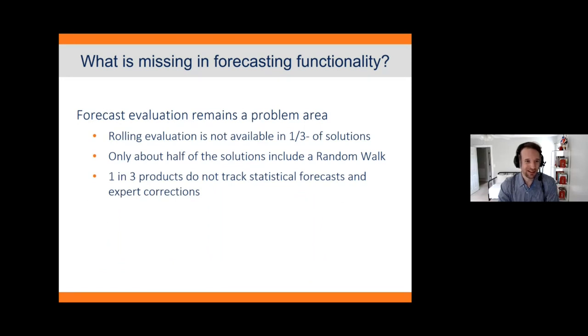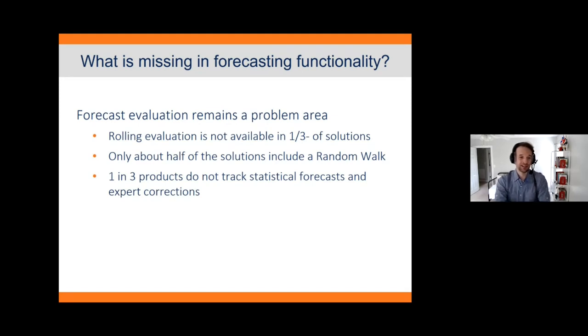So, if everything is fine, is there nothing missing? Of course, we always find something, and it's not about making anything bad, but forecast evaluation is very much at the core of forecasting principles, and it's always a bit surprising for us how much is still missing on that end. For instance, with cross-validation and rolling evaluation, about one third of solutions don't have them, and for very basic models like the random walk, only half of the solutions include them, although it's probably the most trivial model to implement, and gives you a very nice way of getting an initial feel for how well you are performing with your selected forecast algorithm.